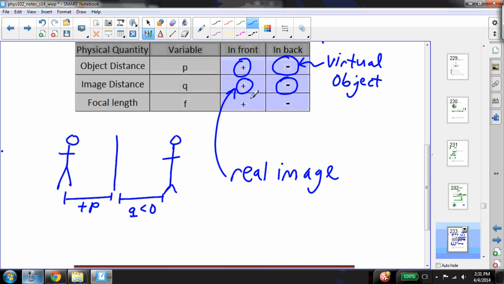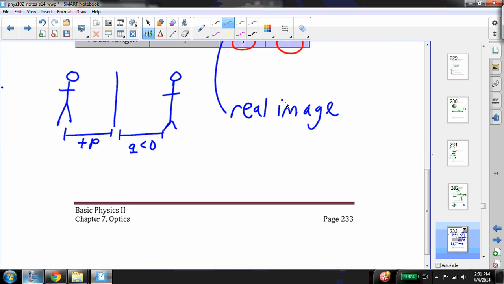Now, the important thing for now is that if your focal length is in front of the mirror, it's positive. If the focal length is behind the mirror, it's negative. So, for concave mirrors, what do you think? Do you think they're going to have a positive or negative focal length? All right, this is the front. This is where you stand, and the focal length is right there.